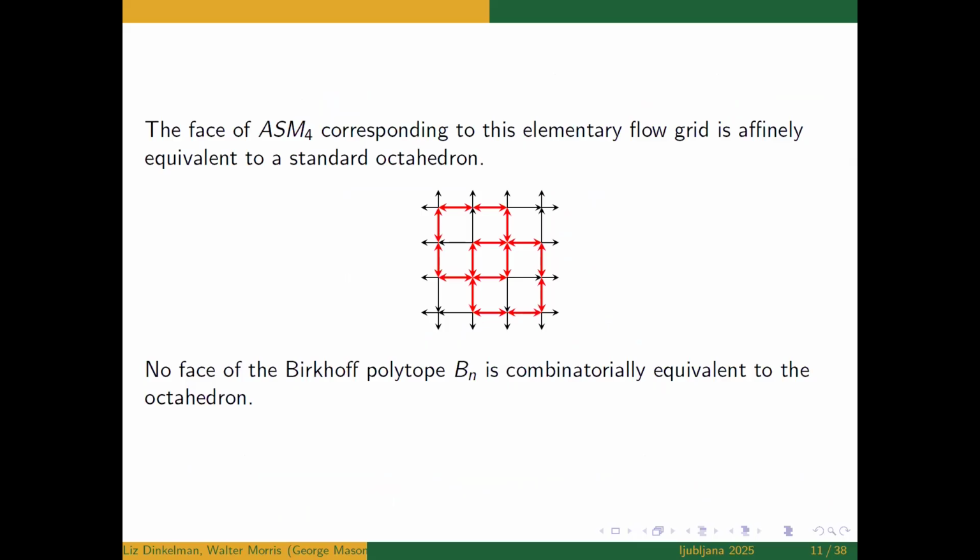So again, using our running example, this face, the octahedron, is affinely equivalent to the standard octahedron. And just out of interest, no face of the Birkhoff polytope, B sub n, is combinatorially equivalent to the octahedron.